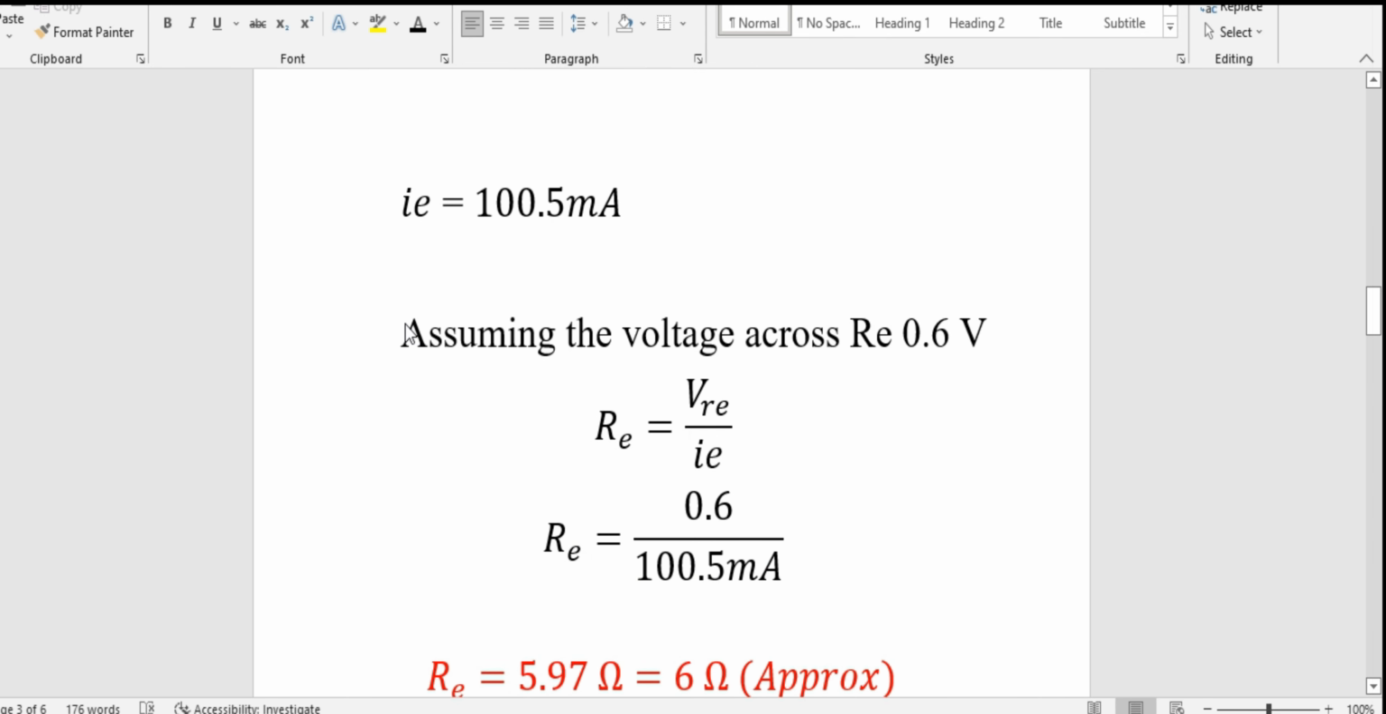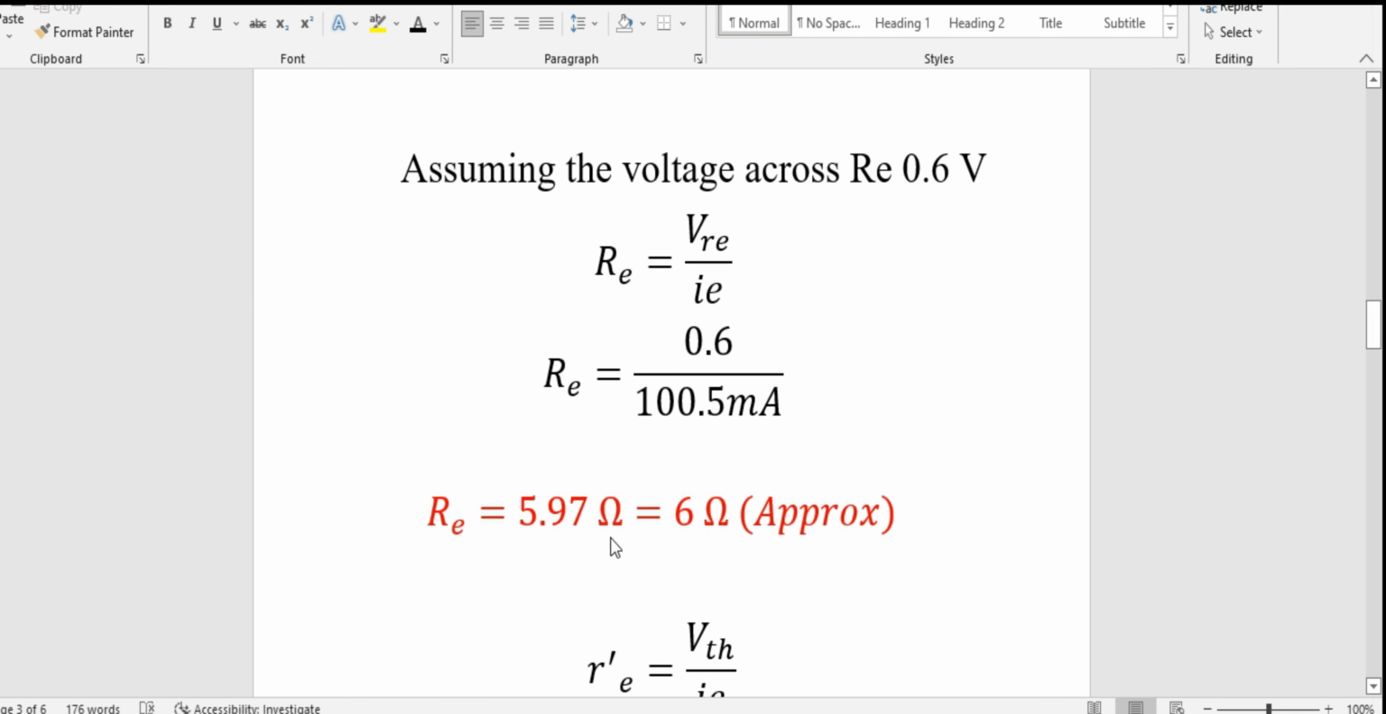According to the rule of thumb, our emitter resistance should have at least 0.6 volt drop from the stability point of view. So I have assumed 0.6 volt drop across the emitter resistance. We know the voltage across the emitter resistance, which we have taken as 0.6 volt, and IE was found earlier. So here RE could be found, which became 6 ohm.